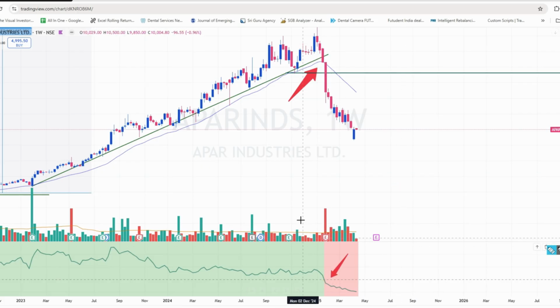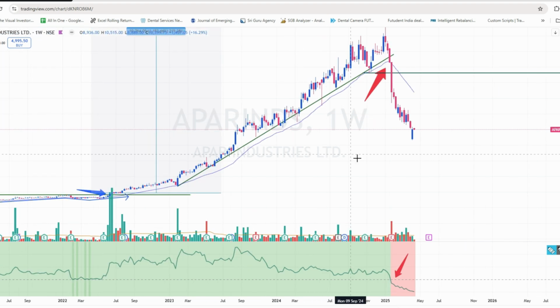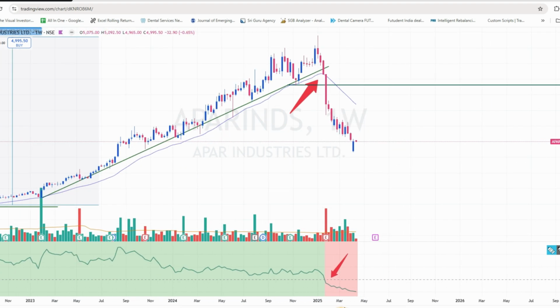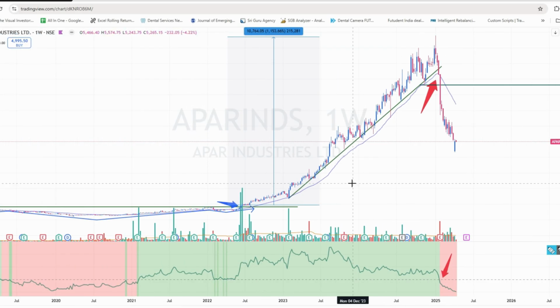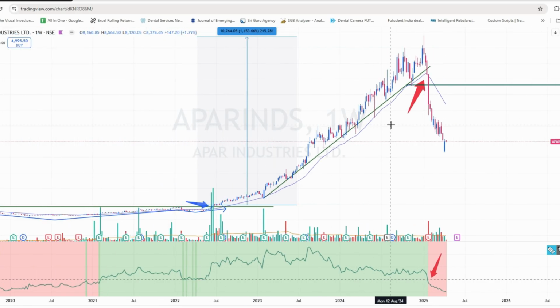But the problem with this is you would have given too much back to the market. If you had entered at this candle's close, the volatility is too much. You would have given around 40% of your profit back to the market. So this is how we could have exited this trade.